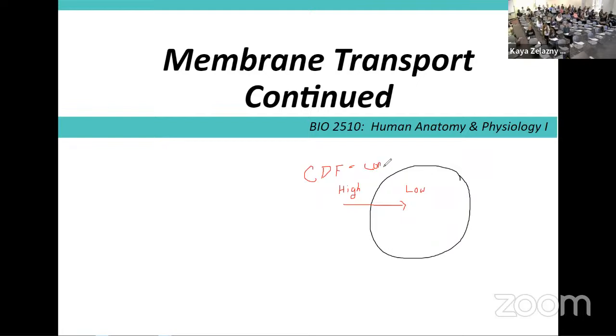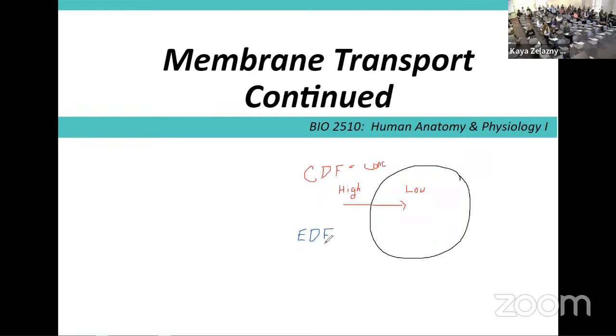For our electrical driving force, our EDF, what we're interested in are charges. So for our electrical driving force, we need to know the charge inside the cell, and we need to know the charge on our ion. We're only going to be looking at the EDF if we are talking about an ion, because that's what has a charge on it. So we need to know sodium is positive, chloride ions are negative, and we need to know whether our membrane potential of the cell is positive or negative.